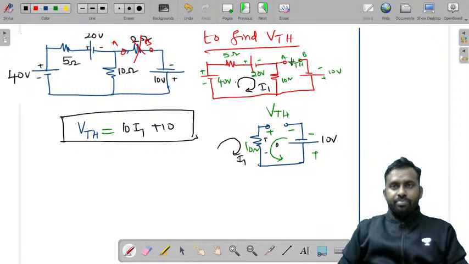This is the loop. Good evening, Anil. So this is the loop. In this loop, I'm taking it separately, and I've considered this loop, and I'm writing VTH.